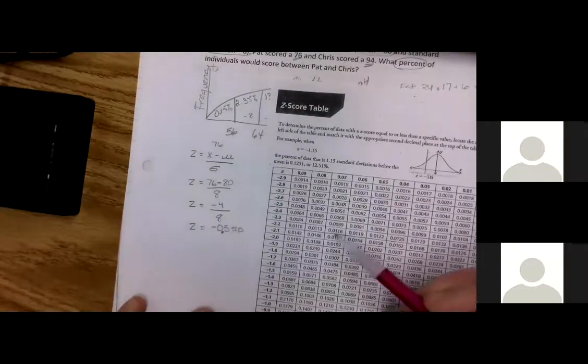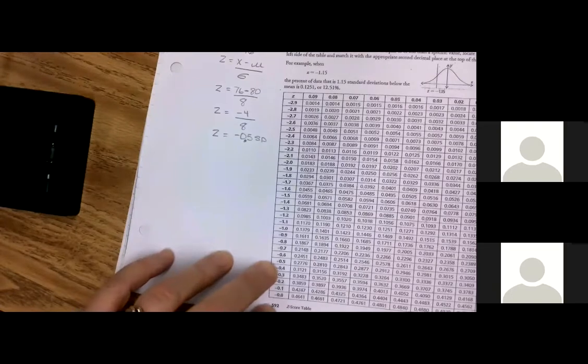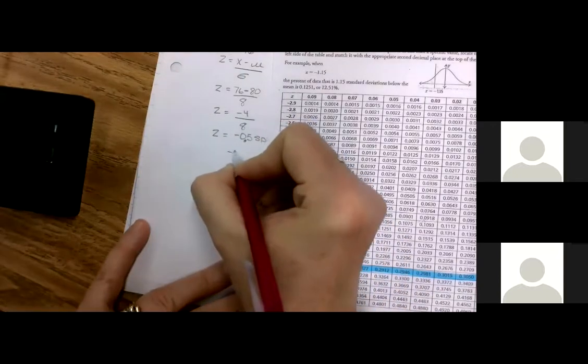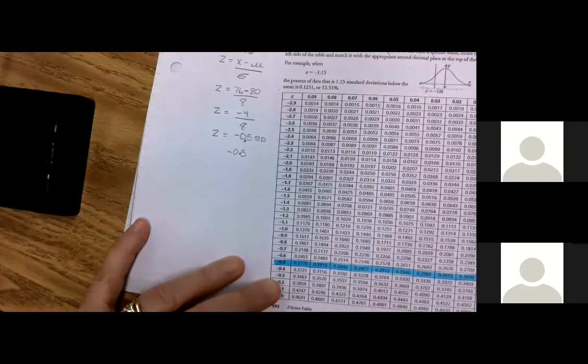Let's see here. So I go on my chart. So I got negative 0.5. Sorry, I'm just disorganized this morning. I can't find it, there we go. So it's going to be in this row somewhere. But I need a second decimal place, negative 0.5. Cleveland, what can I add? What can I put here?